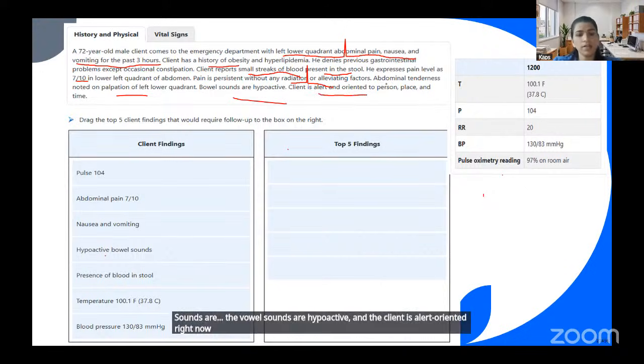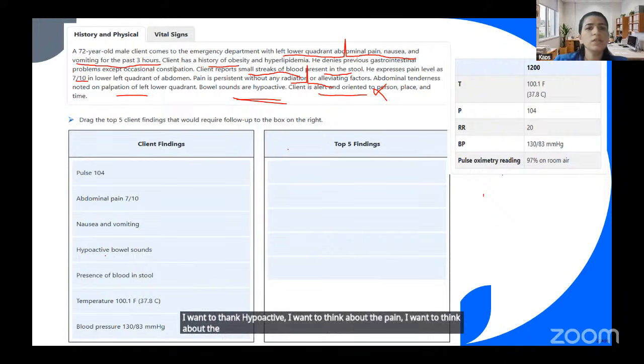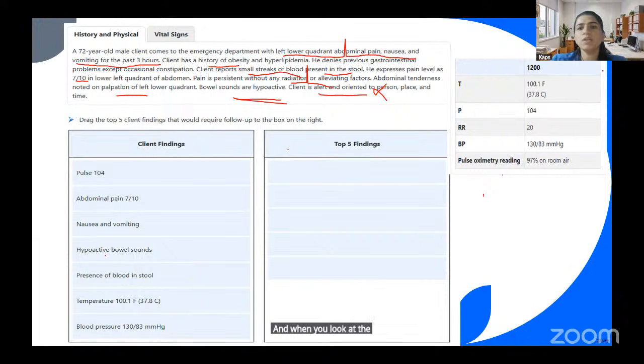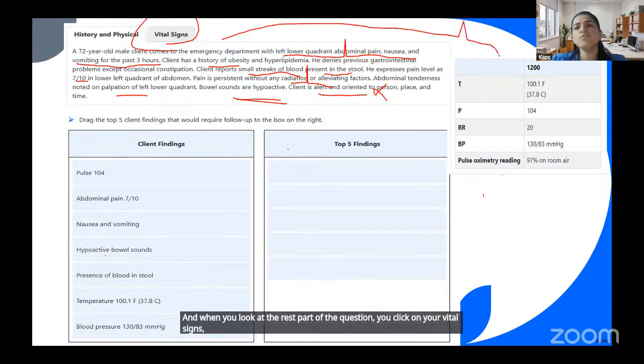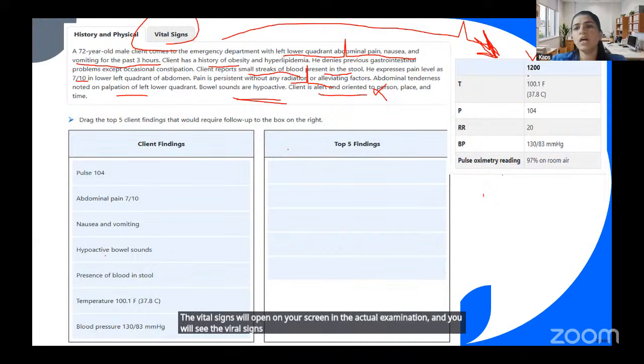Okay, so alert and oriented, nothing emergency right now. I want to think hypoactive. I want to think about the pain. I want to think about the blood in stool, because those are my present conditions right now. Nausea and vomiting are also present conditions right now. And when you look at the rest of the question, you click on your vital signs. The vital signs will open on your screen in the actual examination. And you will see the vital signs you have right now at 12 o'clock.